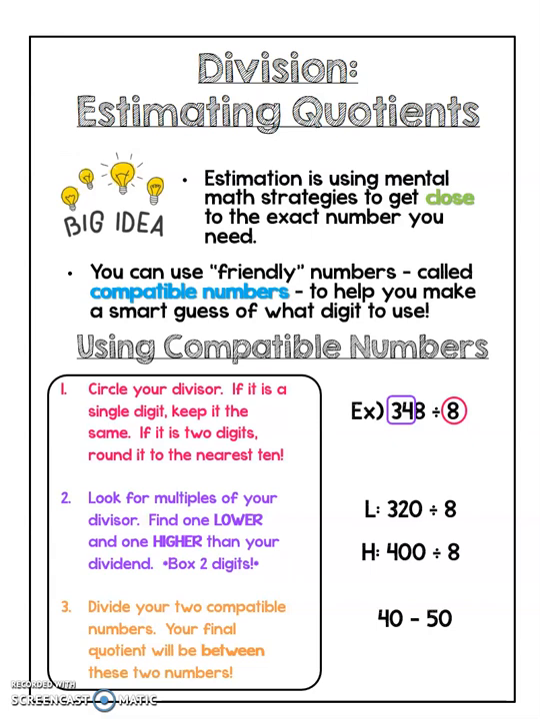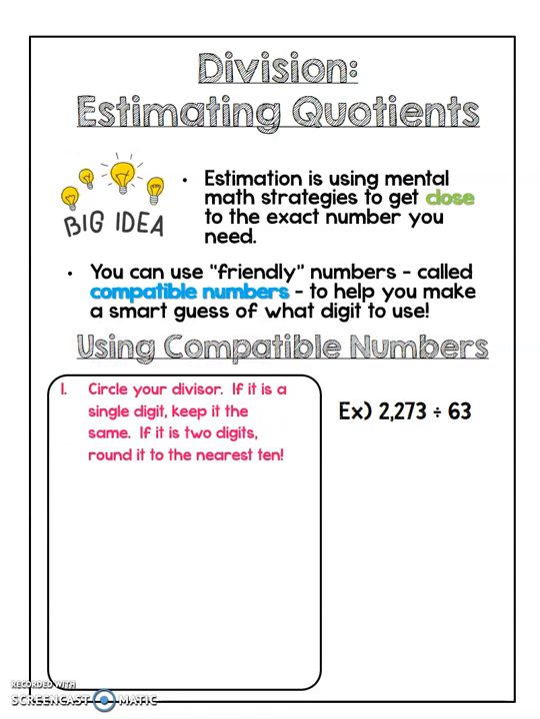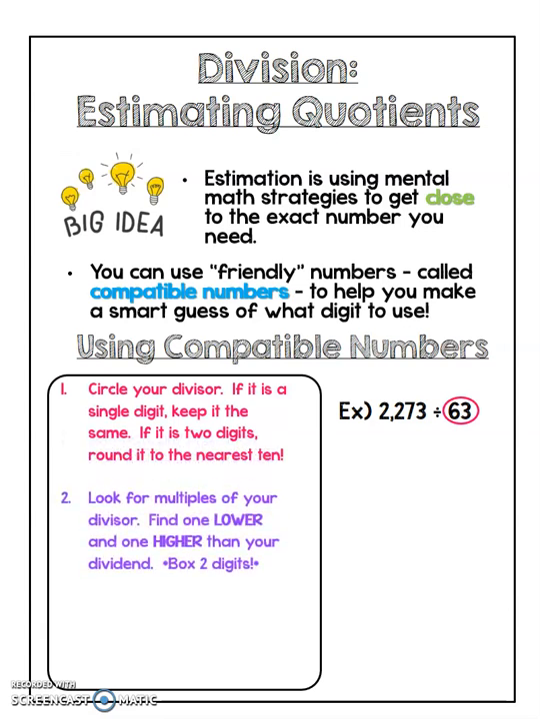Let's take a look at an example with a two-digit divisor. This time, I want to look at 2,273 divided by 63. My first step is still the same. I circle my divisor, but this time, since it's two digits, I'm going to round to the nearest 10. That means instead of using 63, I'm going to use 60 because that will help me use those mental math strategies. Next, I'm still going to look for multiples of my divisor, and I'm still going to draw a box around those first two digits.